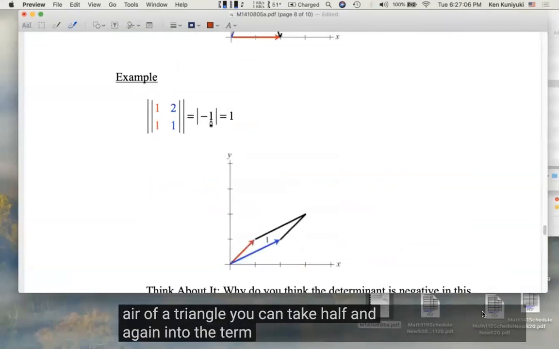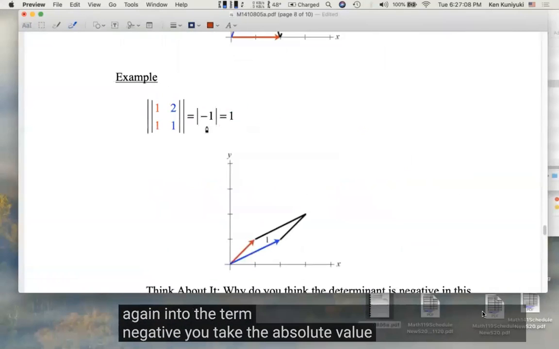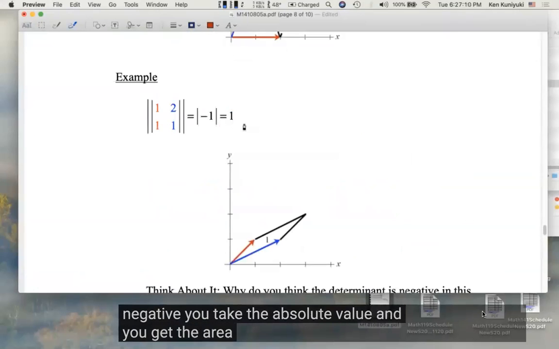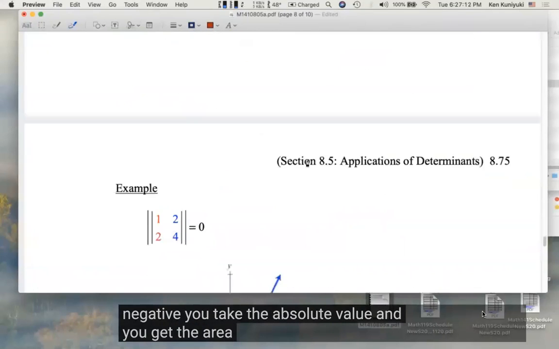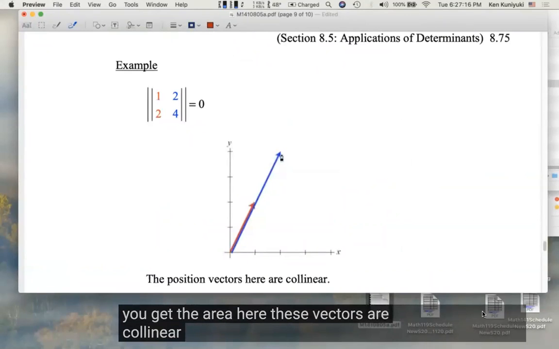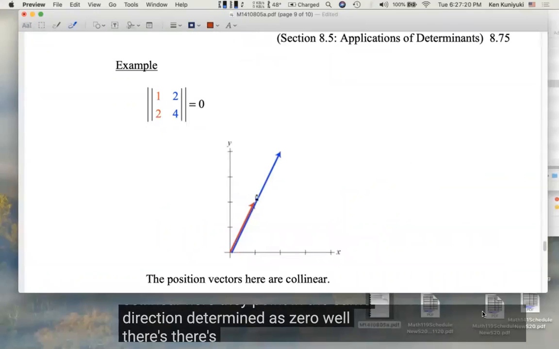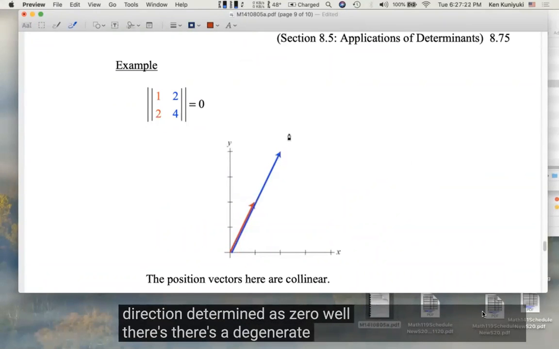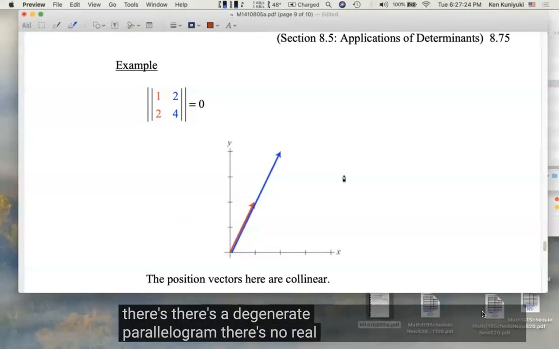And again, if the determinant's negative, you take the absolute value and you get the area. Here, these vectors are collinear. Here they point in the same direction. Determinant is 0. Well, there's a degenerate parallelogram. There's no real area here, 0.